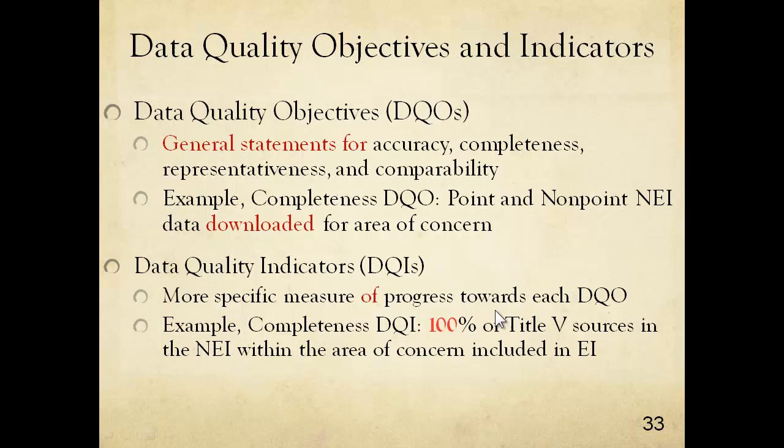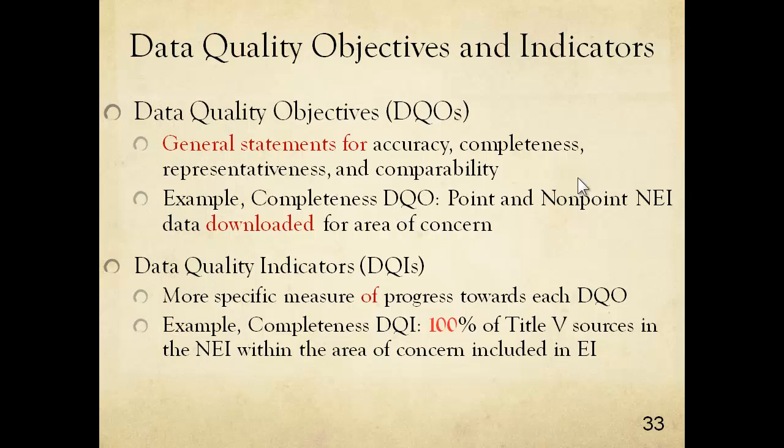Data quality objective. Data quality objectives are general statements. So they're statements pretty much along the line of we are going to be as accurate as possible and we're going to do that by X, Y, and Z. Completeness, we're going to go for 100% of our Title V sources, for example. In this case, for the off-reservation section, for example, we're going to say we're going to download all the point and non-point NEI data, that's from EPA's National Emissions Inventory Database, for the area of concern, which is our buffer zone.